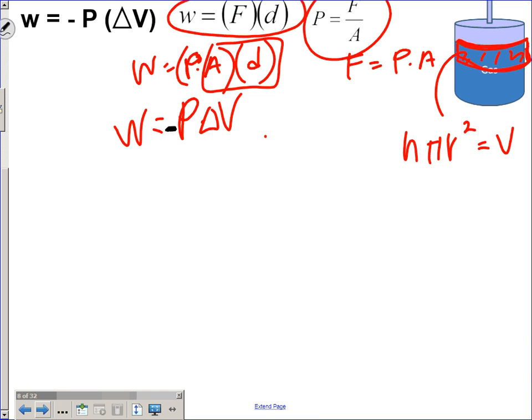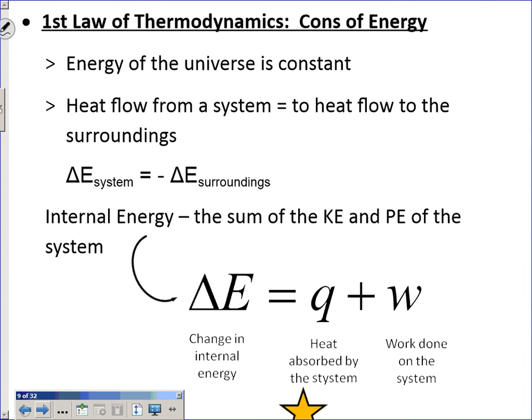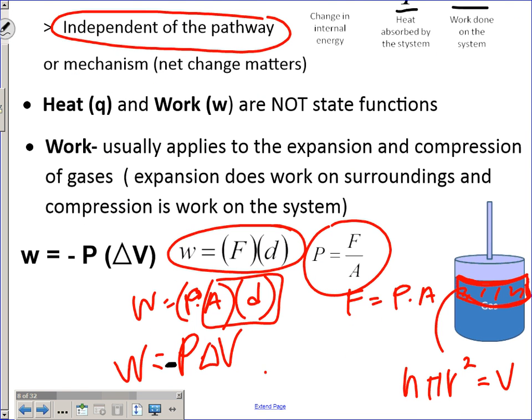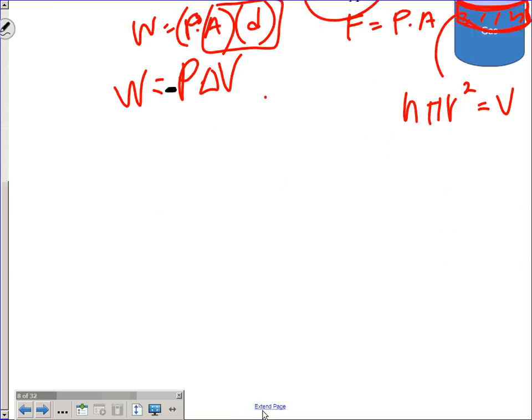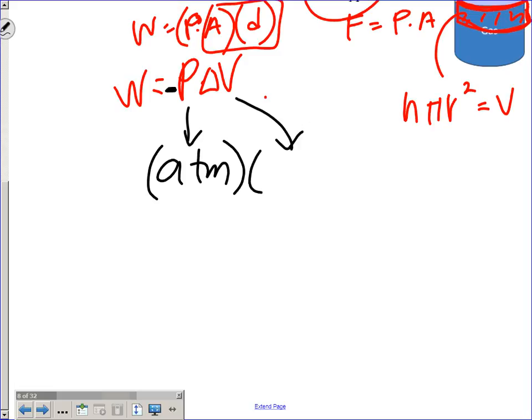Okay, so let's talk about work now. Let me tell you one more thing. What unit will this work be in when I calculate this? What's my pressure unit likely? Pressure of a gas. Generally atmospheres, and volume will generally be liters. Atmosphere liters equals work? What the heck is that, right? That doesn't make sense. Work is not in the units of atmospheres and liters. There's actually a correction factor for that.